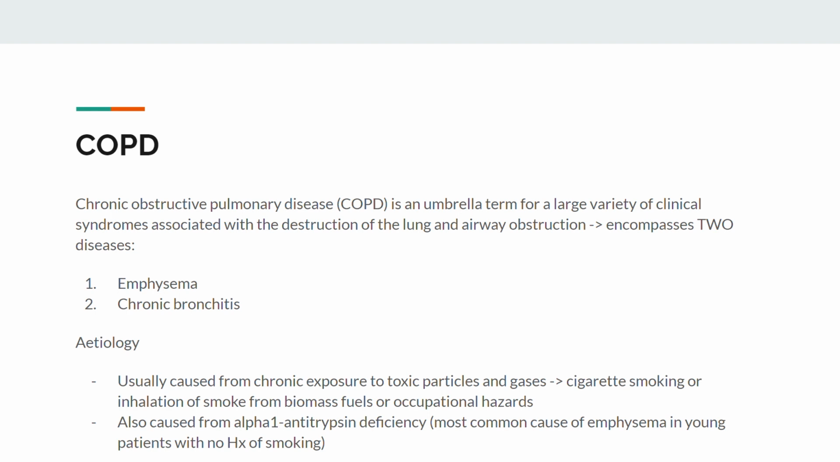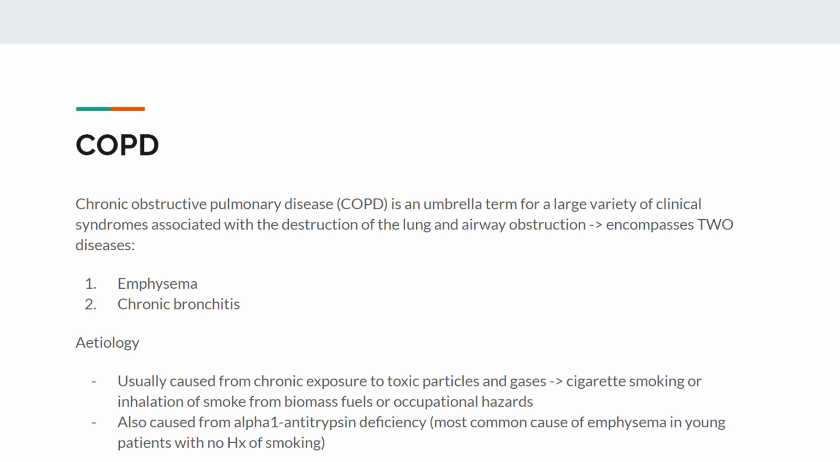So what actually causes COPD? Almost 80 to 90% of COPD is caused by chronic exposure to cigarette smoke. There is, of course, a small amount that is from exposure to toxic particles and gases, so stuff like biomass fuels or any occupational hazards. And then a smaller subset, the one that you guys need to know, is alpha-1 antitrypsin deficiency. And it's the most common cause of emphysema in young patients with no history of smoking.